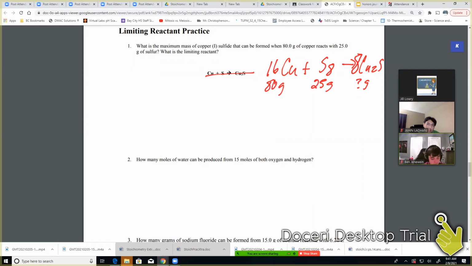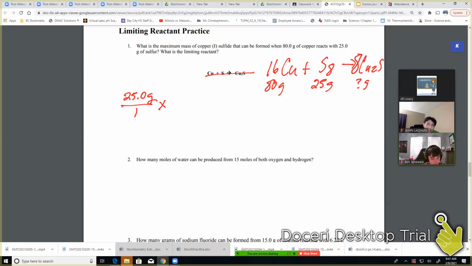So one of my givens is going to be 80 grams of copper and the other given is going to be 25 grams of sulfur. So I'm going to start with my 25 grams of sulfur. And I'm going to do this one like you were using your little, whatever that's called. I just keep on calling it a little cheat sheet.